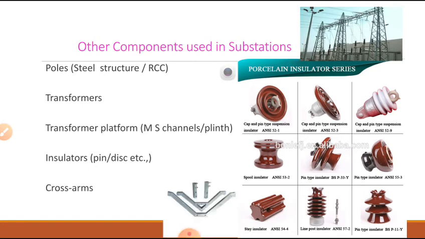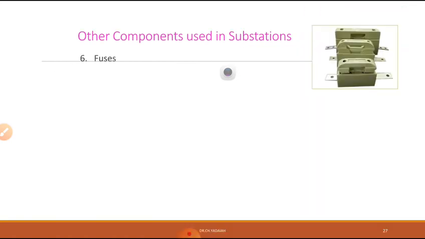Now cross arms. Here in case of the LT and HT we can see the V-shaped cross arms, and in towers we are using the cross arms directly. And what are the other components?